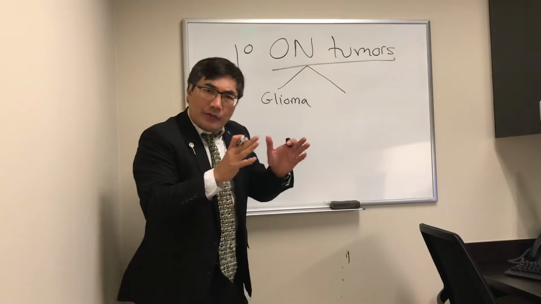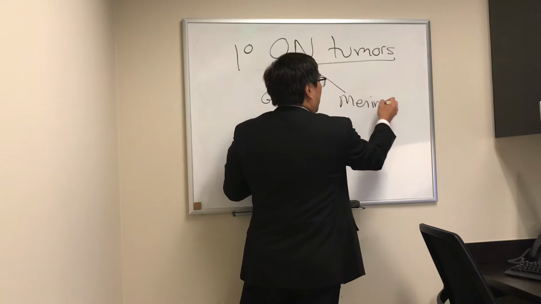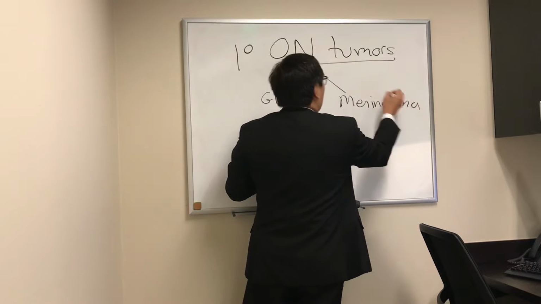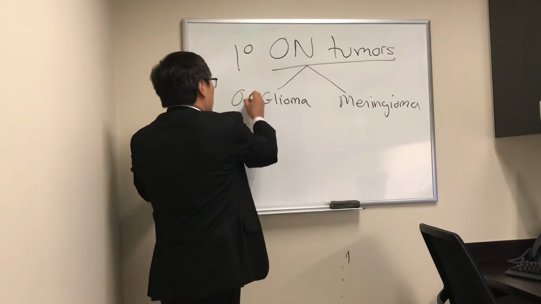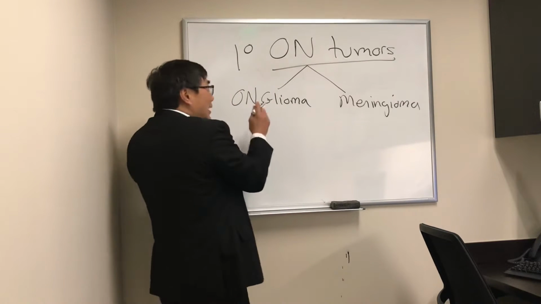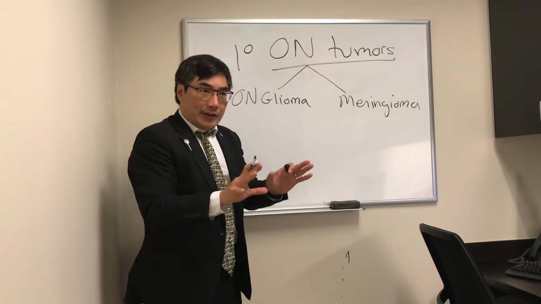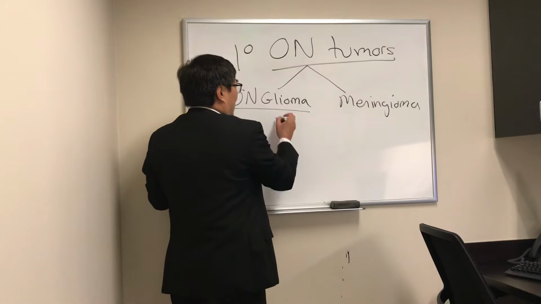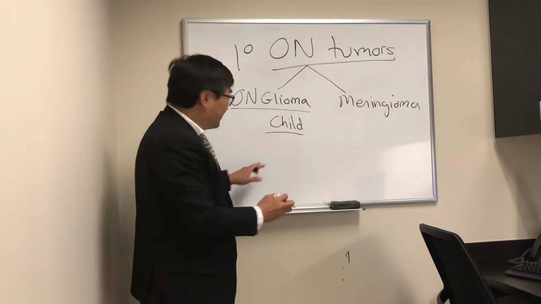Or it can make a tumor from the sheath, and that's going to be a sheath meningioma. So the two most common tumors of the optic nerve are optic nerve glioma and optic nerve sheath meningioma. And we can differentiate these based on clinical grounds and also on radiographic grounds. So the optic nerve glioma is usually a younger patient, in fact often a child.